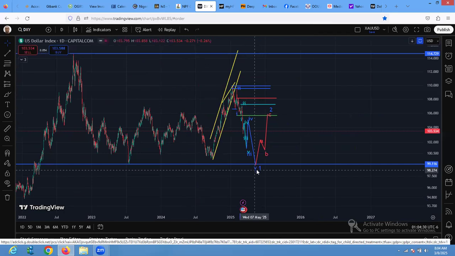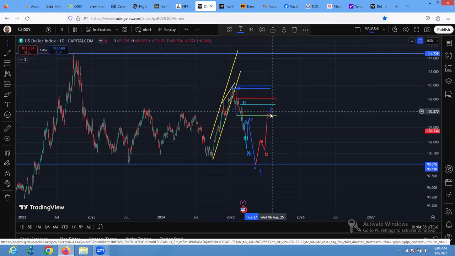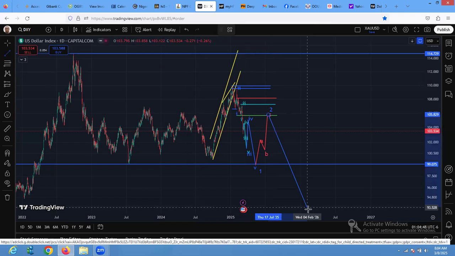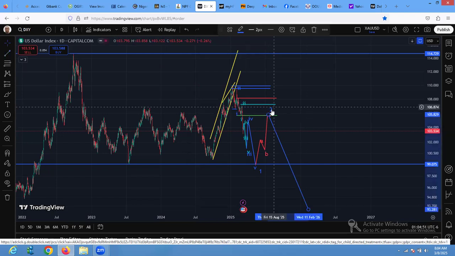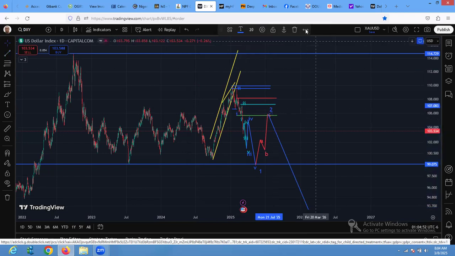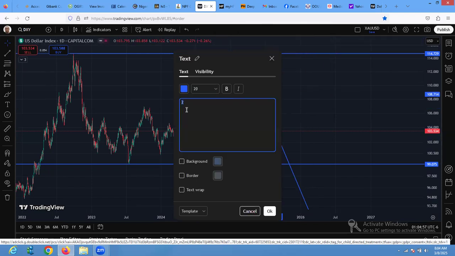This will now become a 1. A 2, of course, will probably be a much deeper move, most likely, or not. But we'll see how it forms. Then we now go down again for a bigger 3. This is going to take a while, but we are seeing it unfolding, and this is what we expect.